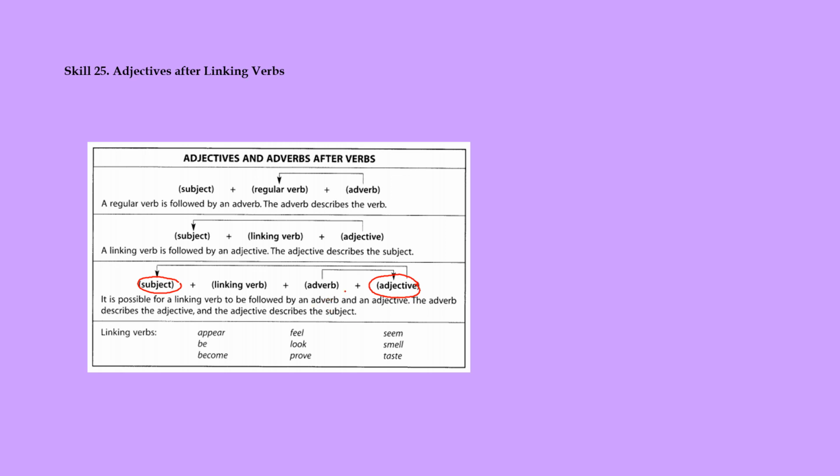Okay. Hopefully you are following my explanation. If you have some questions, you can write them down in the comment box below the video. And those are the linking verbs: appear, be, become, feel, look, prove, seem, smell, taste. Those are examples of linking verbs.